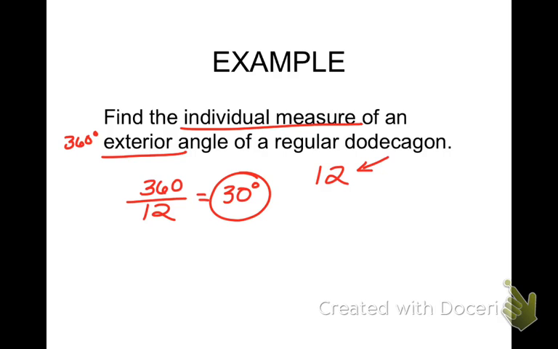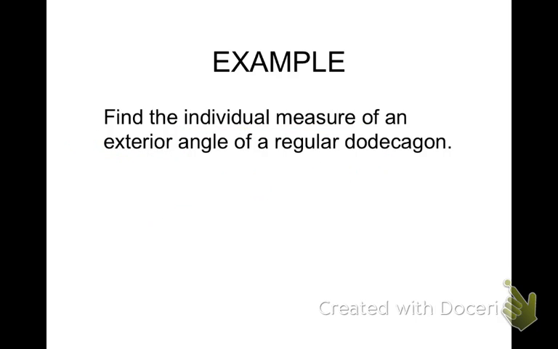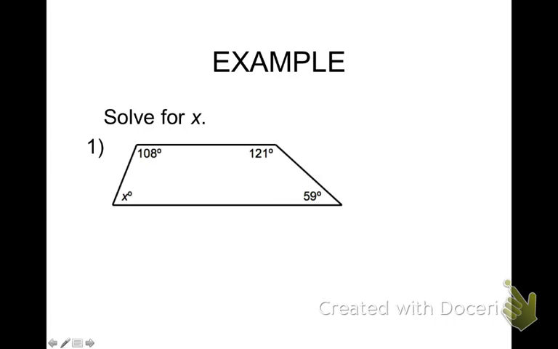Find the individual measure of an exterior angle of a regular dodecagon: 30 degrees. All right, so now we're going to take interior, exterior, and we're going to add some algebra into the mix with some diagrams. So this is where it gets a little bit tougher. So first example here, do we have interior or exterior angles? Interior, okay. How many sides do we have? 4.